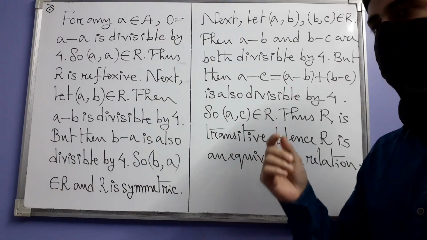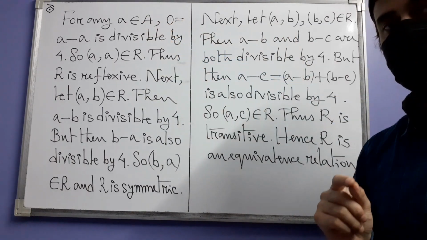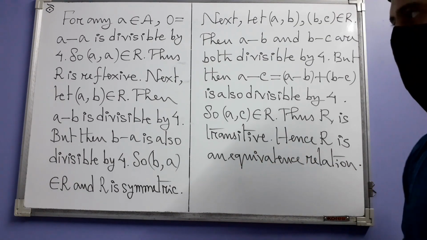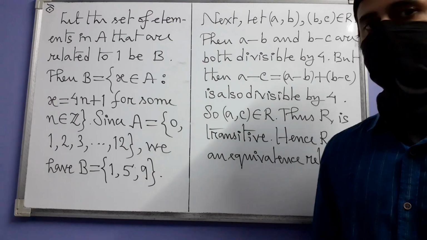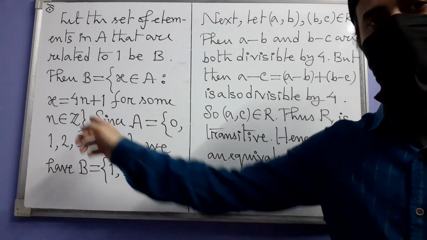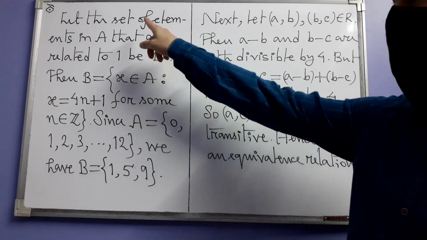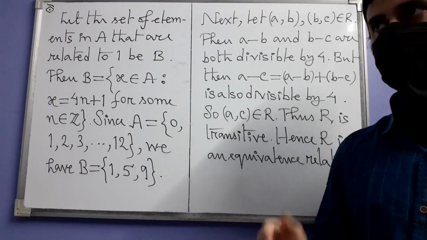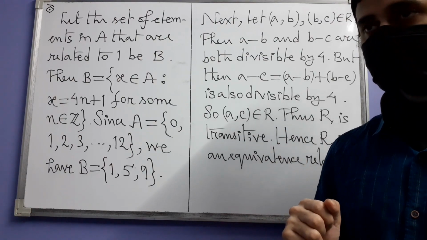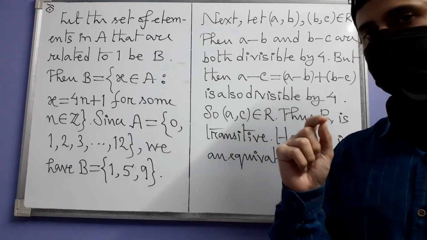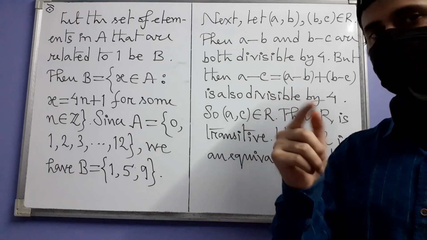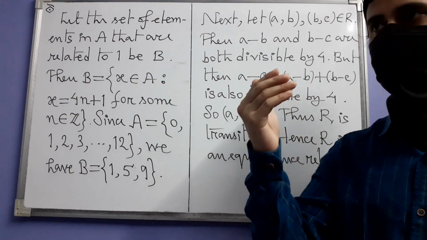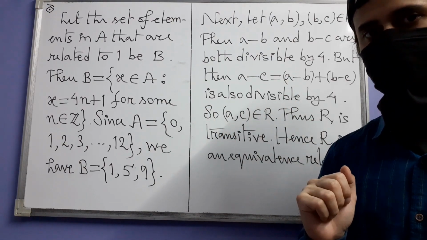Next, we have to find those elements in our set A which are related to the element 1, or in other words, we have to find the equivalence class of 1. That's the next thing. So let us name that set B. Let B be the set of those elements of A that are related to 1. Now, what type of elements will be related to 1? Say that element is x. That means the absolute value of x minus 1 should be divisible by 4, or by our characterization of R, the ordinary x minus 1 should be divisible by 4.